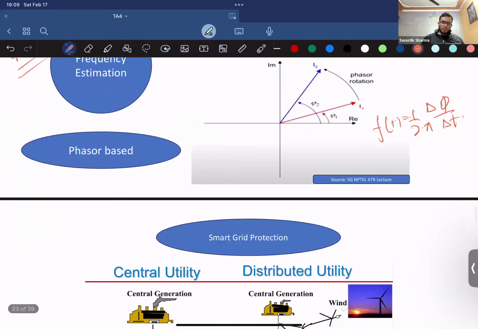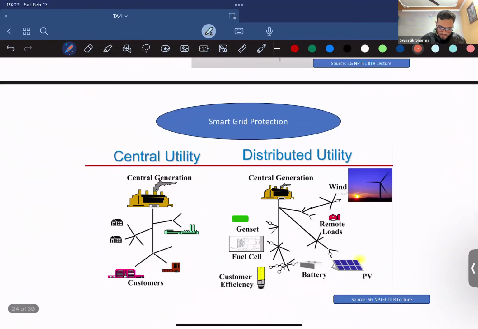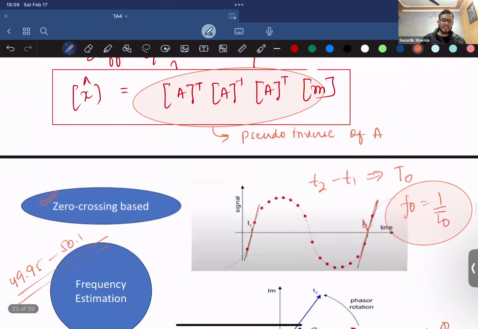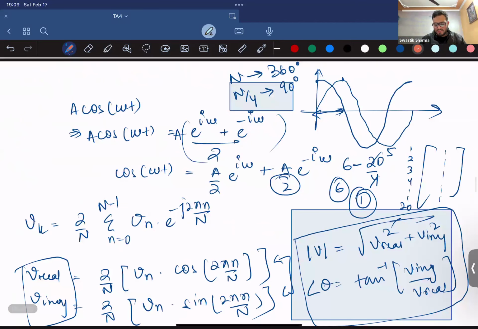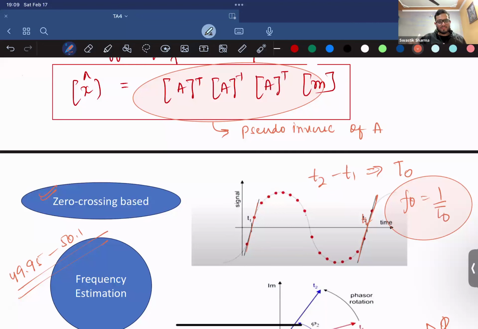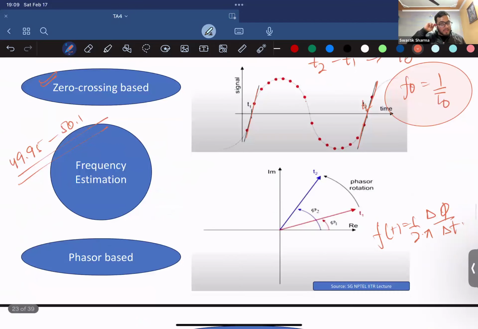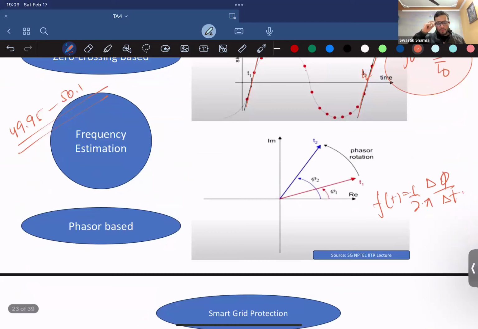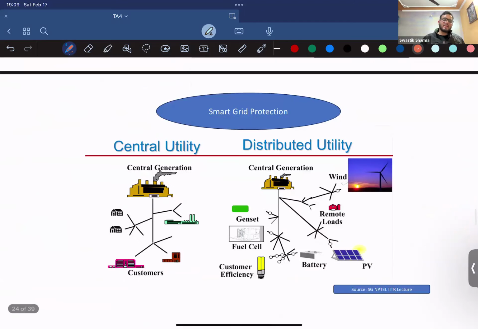Now, after you know the state of the system, you also know the frequency. What if things go south? Let's say your state of the system tells that your system is transcending towards an anomaly, or it's going towards a system which is difficult to operate. So for that you need protection. That's where these protection equipments come into play.